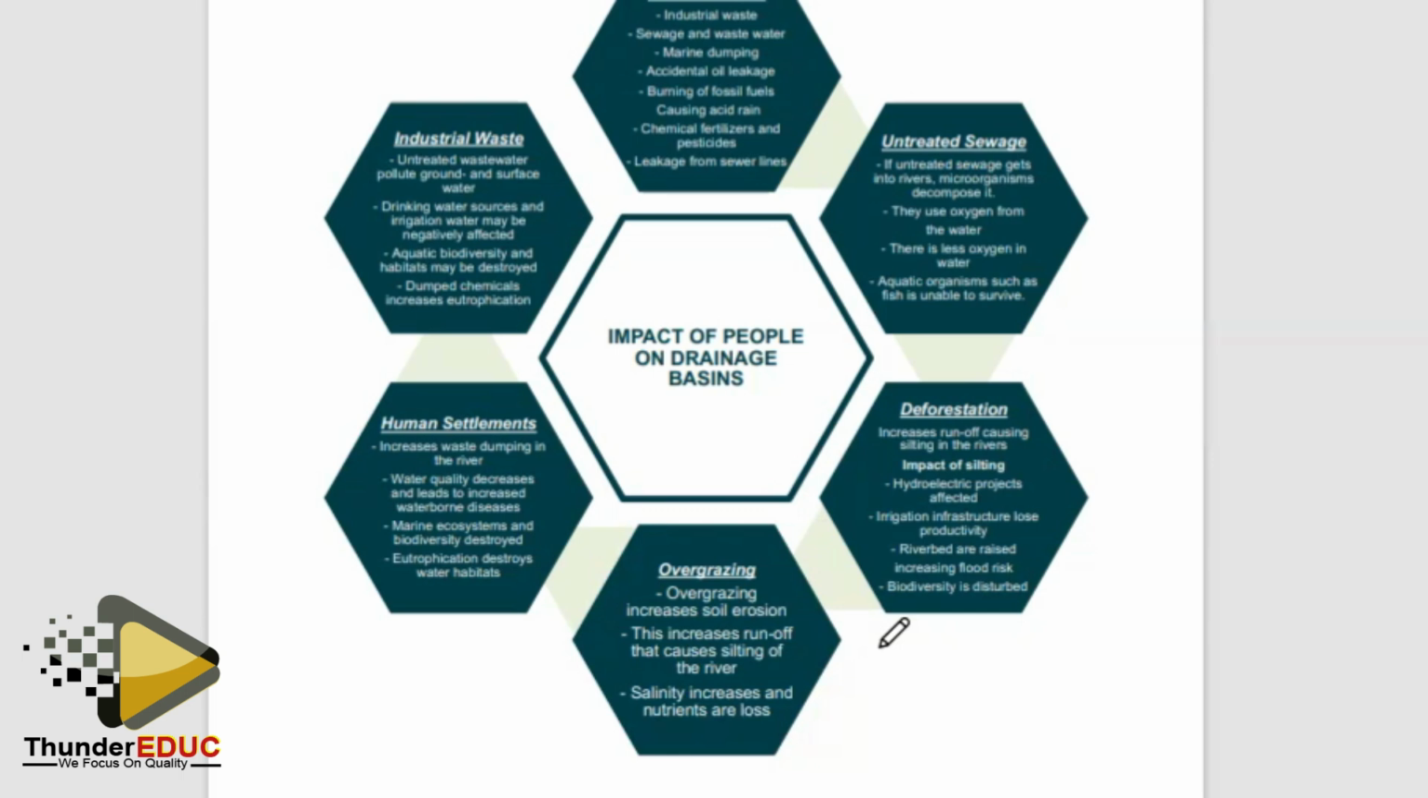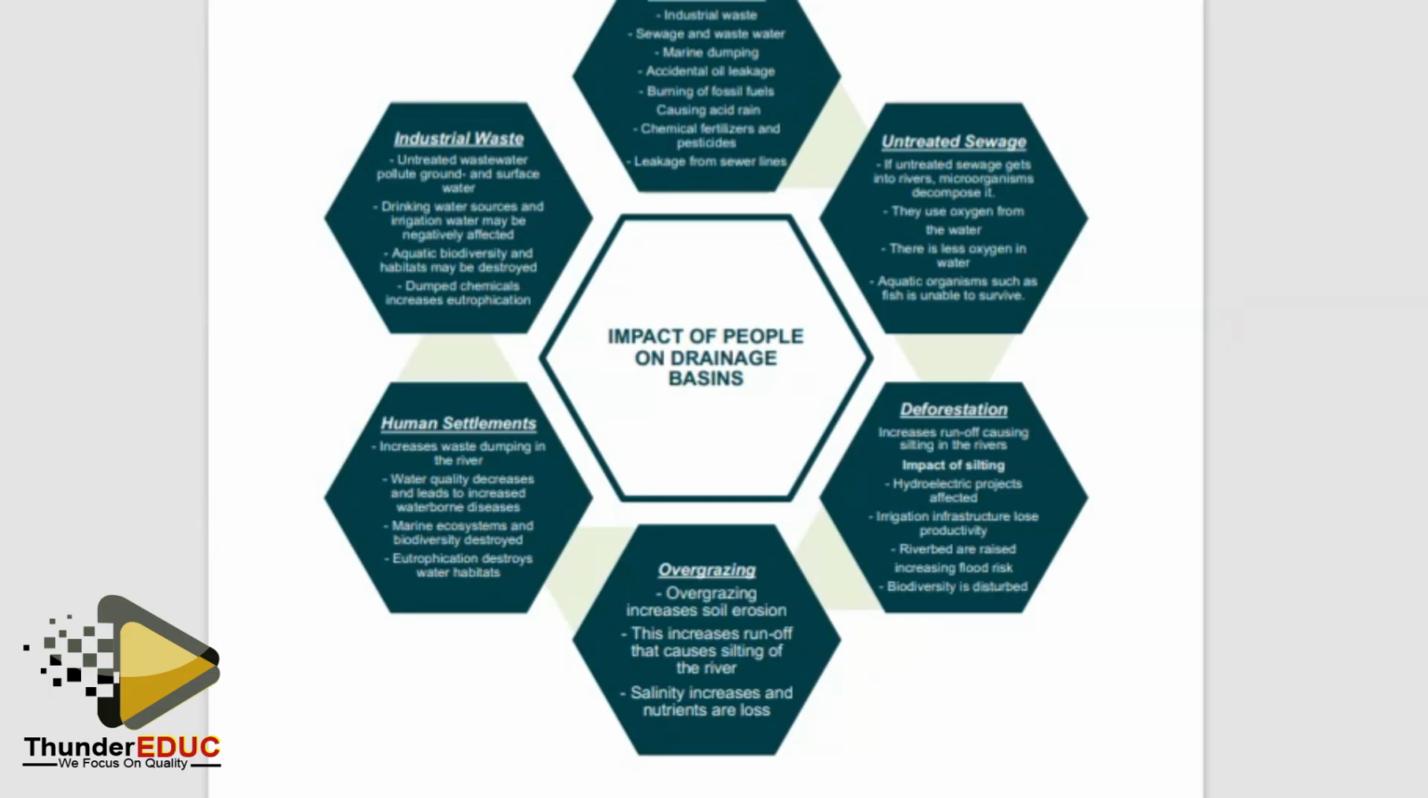And other activities like deforestation, overgrazing, and settlements, for example, mainly the informal settlements. Some of them are developed in areas which are very close to the rivers, and at the end, human activities will interfere with the flow of the river and ultimately affect the water resources. Then we also have industrial waste.